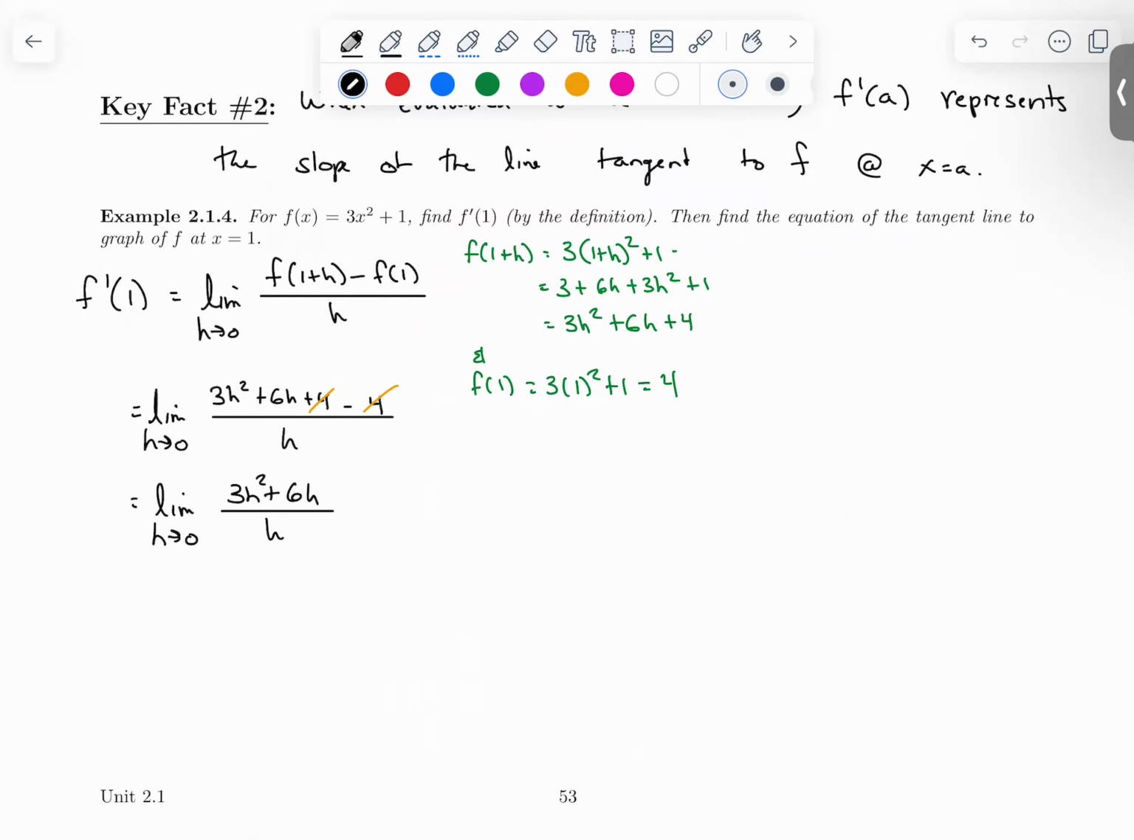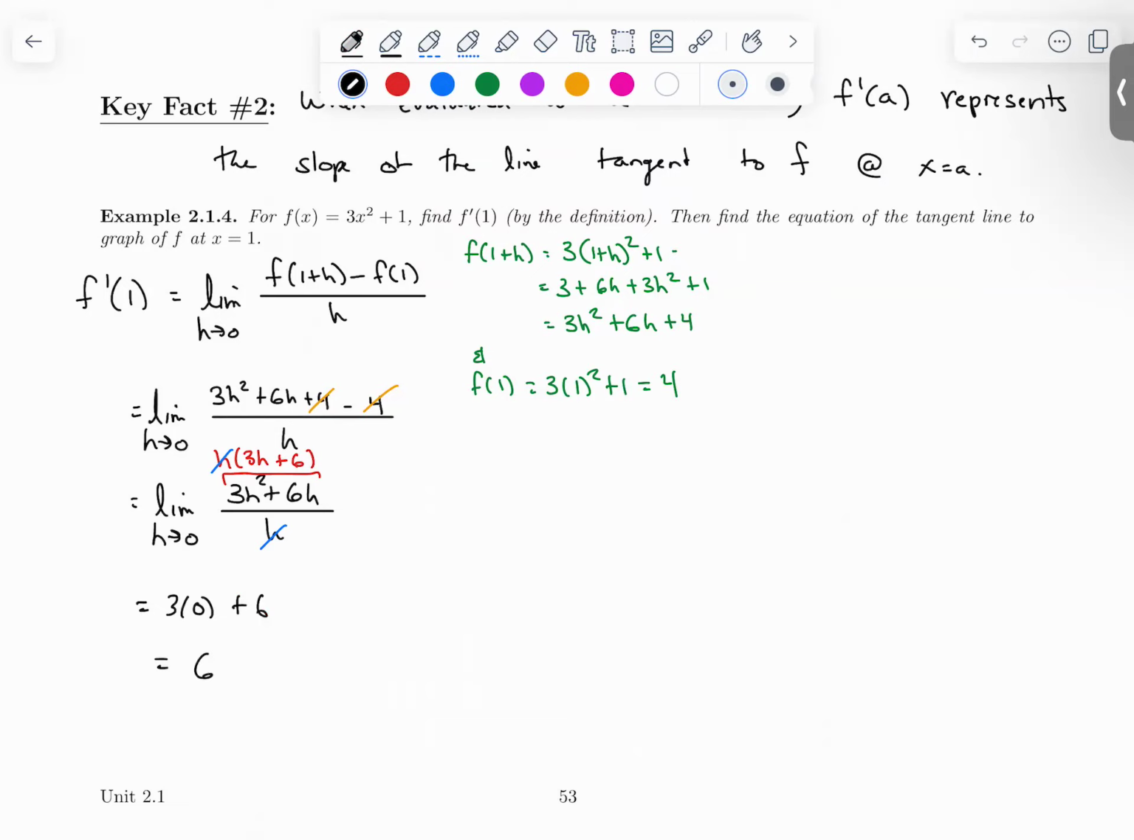You're not done with a derivative until you've canceled that h, but we can because there's a common factor in the numerator. Factor that out. This is h times 3h plus 6. Really bad handwriting. Let's make that better. The h's then cancel, and we can plug it in. You get 3 times 0 plus 6.